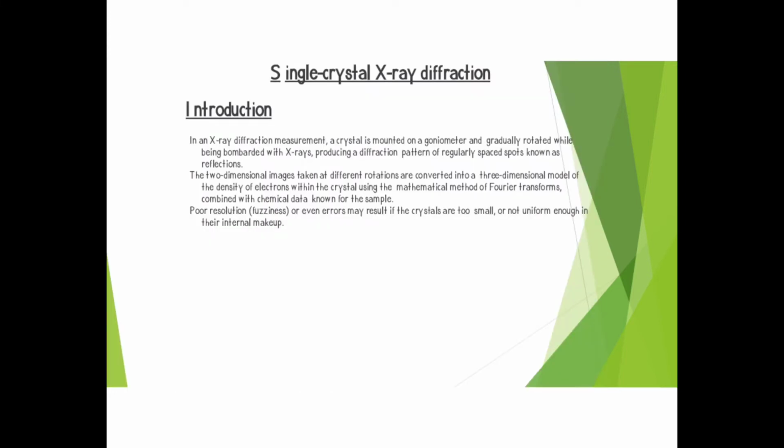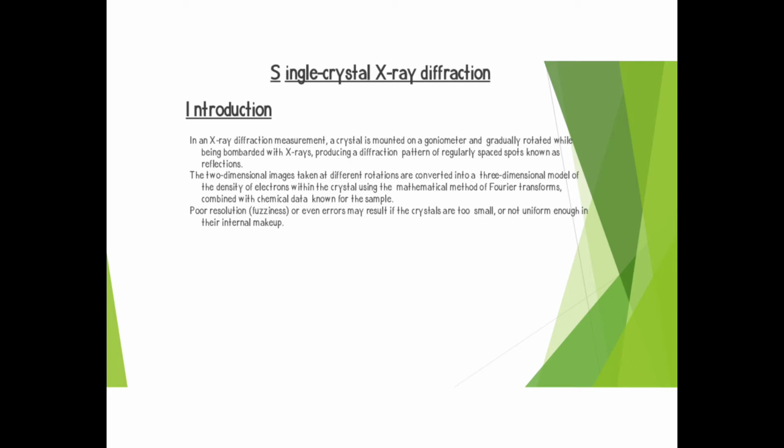Single crystal X-ray diffraction. In this slide, here is the brief intro about the single crystal X-ray diffraction. As we have discussed in the previous slide, a single crystal is mounted on a goniometer, which is an instrument that either measures an angle or allows an object to be rotated to a precise angular position. X-rays are bombarded on the single crystal and scattered, giving a diffraction pattern of regularly spaced spots, which can also be called reflections.